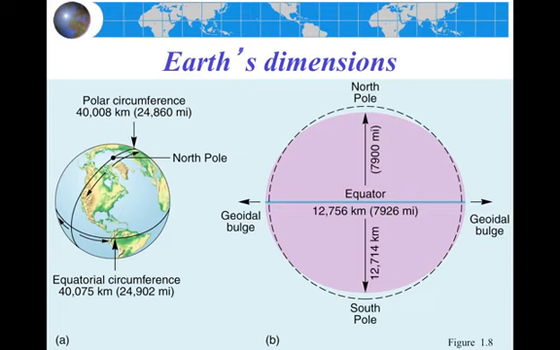Now, make sure you know this in the book about the Earth's dimensions. Know that the distance around the equator is bigger than the circumference around the poles by about 47 miles. And that's because the Earth rotates on its axis, which we'll get to next chapter. But again, just be aware of that, okay?